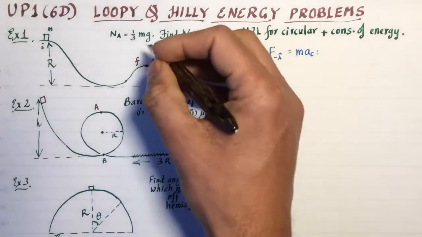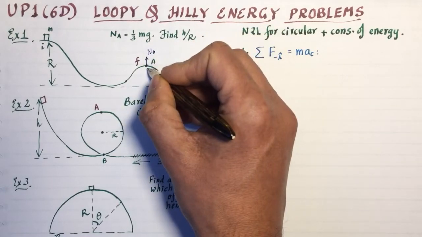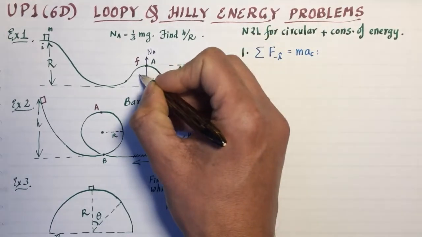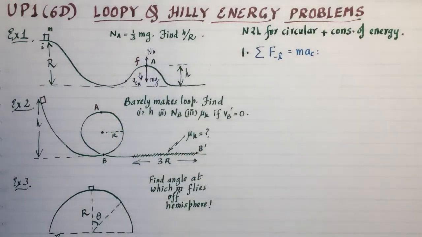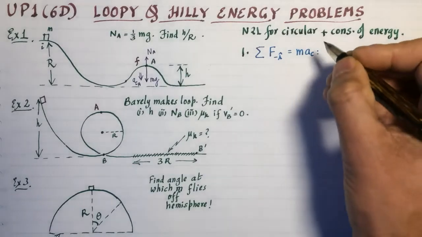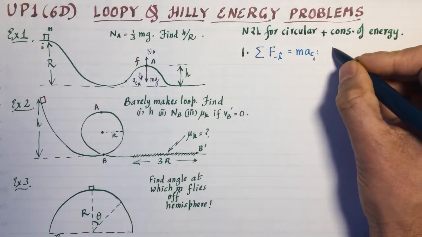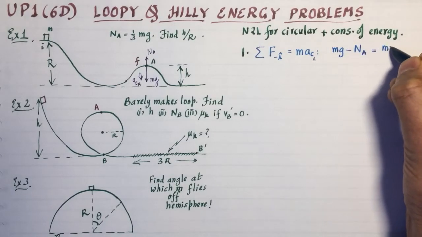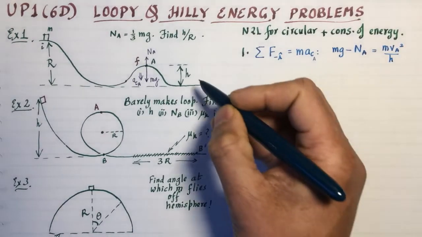Let's draw the free body diagram at point A. The normal force is over there, and the force of gravity is down here. I've purposely drawn the force of gravity to be bigger because I need the centripetal acceleration at point A to be pointing downward. So Newton's second law in the radially inward direction gives me mg minus the normal force at A equals m v_A squared upon h, the radius at that point.